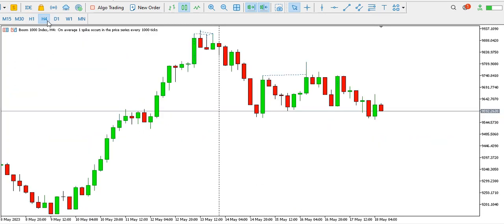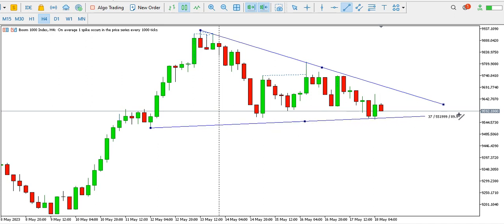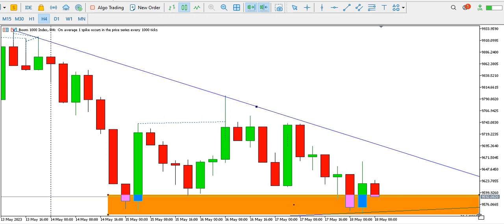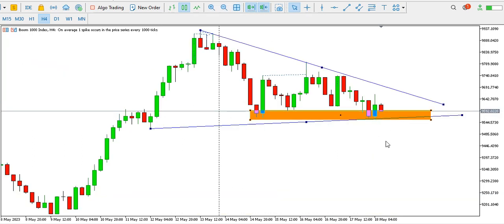Now, for the 4-hour time frame, we can see a range. Price in the range. Look at the triangle. Price in the range, and we'll be waiting for a breakout of this range. Although the bears are in charge for now, and we have a support around here, a break of this support, I'm talking about the 9576 support area, which is likely very soon, will lead to further downside of the boom 1000 index price.